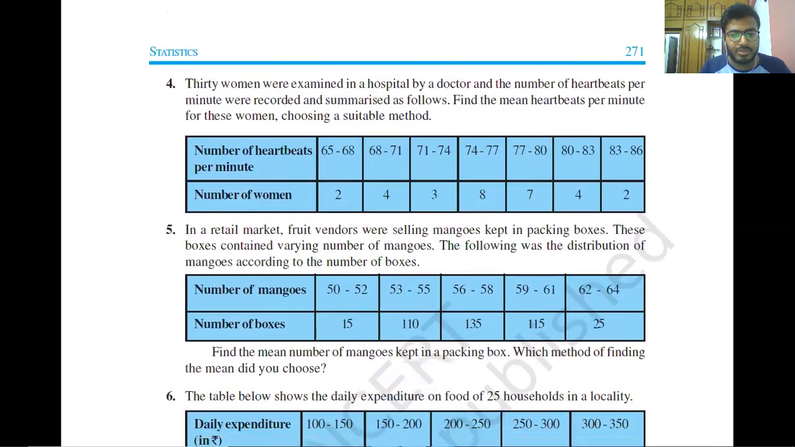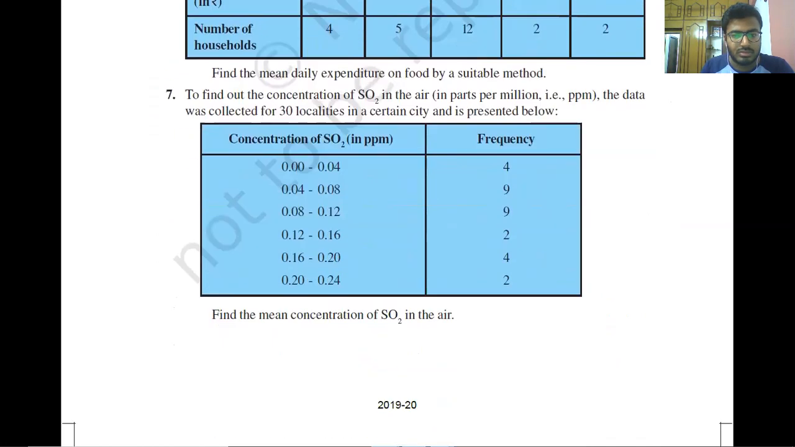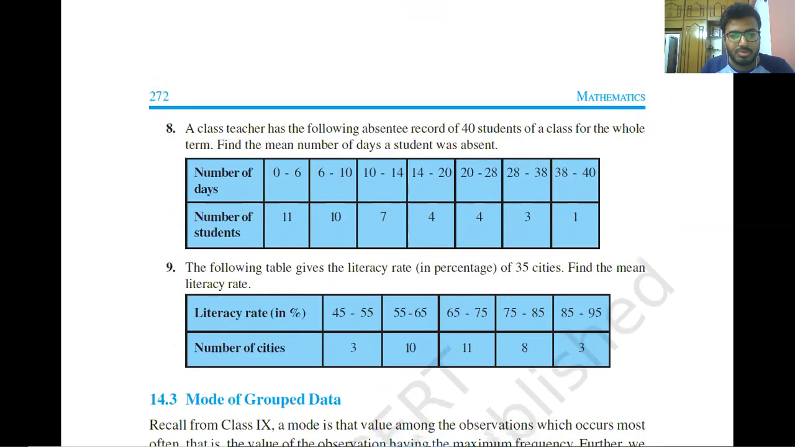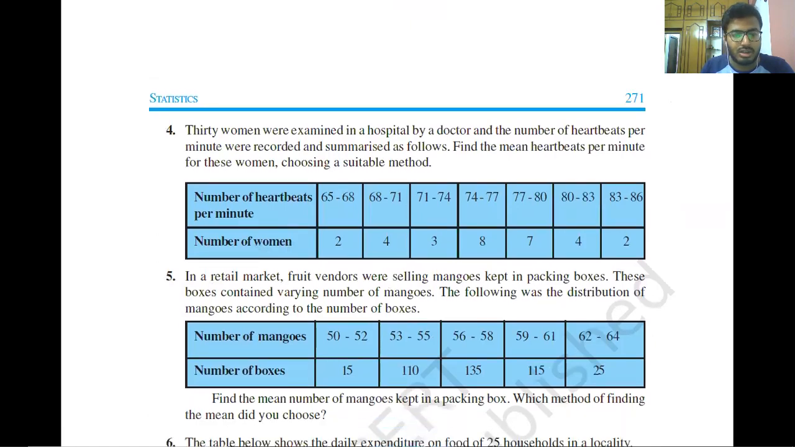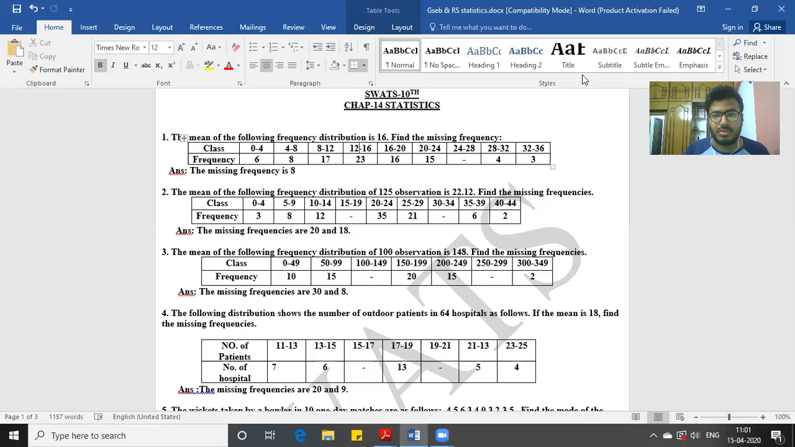Then 4, 5. See 5 also, there is a small difference in the 5 also. I'll tell you that also, one example I'll tell. Okay, so I think you can do the exercise 15.1, okay, do the 15.1. I'll just show you the other one, step deviation, the missing frequency.